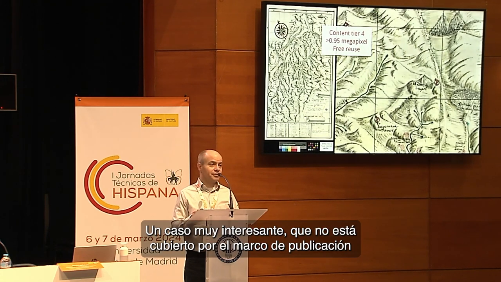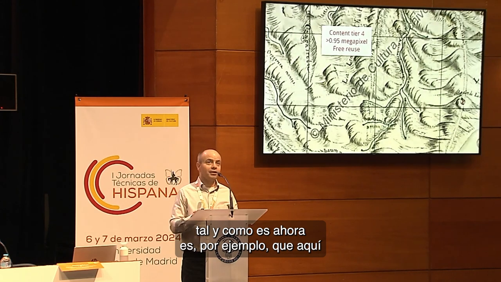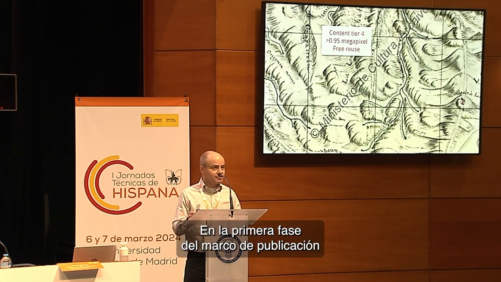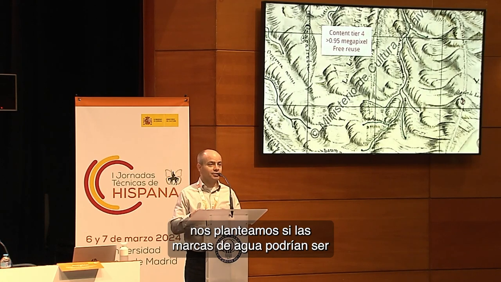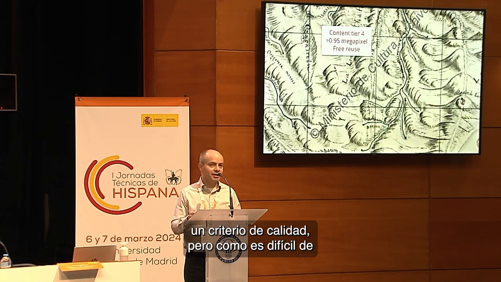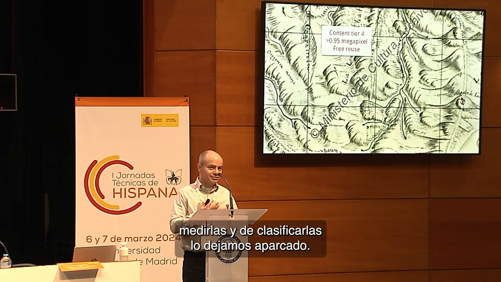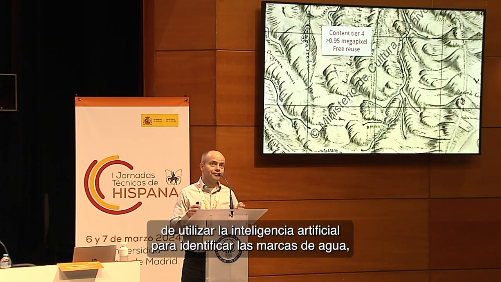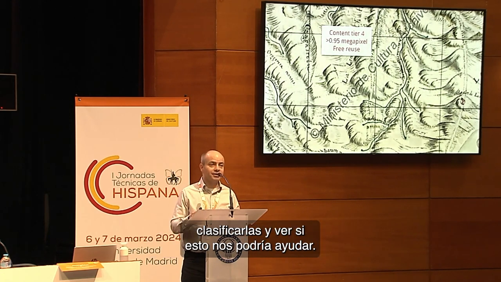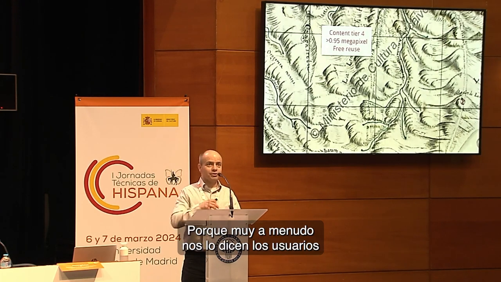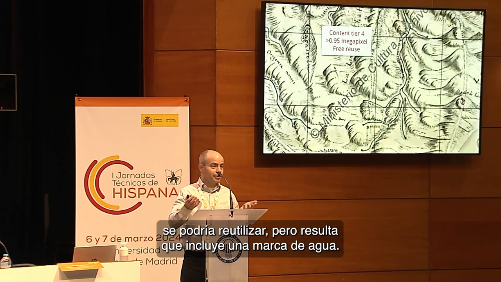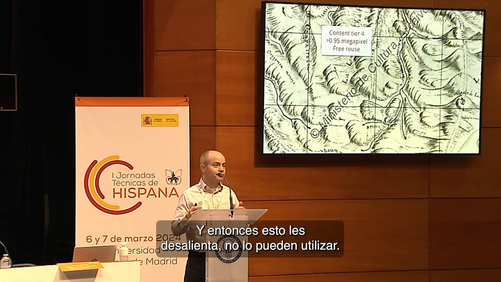The interesting case, what is not covered by the publishing framework as it currently stands, is this item, which has a watermark. It's not in the first phase of the publishing framework. We thought about whether we can also make watermarks a quality criterion, but as they are very difficult to measure and classify, we left this out. For you to know, we are currently in the process of using AI to identify watermarks, classify them, and see if that will help improve the situation, because this is often something we hear back from users as a problem. If they see an image that they potentially can reuse, but it has a watermark, it pushes them away from using it.